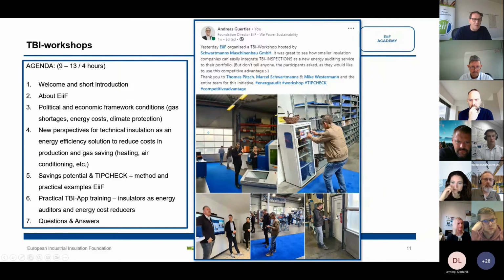He's even laughing. So we had a lot of fun, but it was also great to experience how easy it is to use the TBI app and how well it works if you want to quickly get an idea of the savings potential. You see the typical agenda here. I don't go through the general, but let's say the political, economic framework conditions, they are almost changing every day now. So that means for me always updating the presentation which we have.